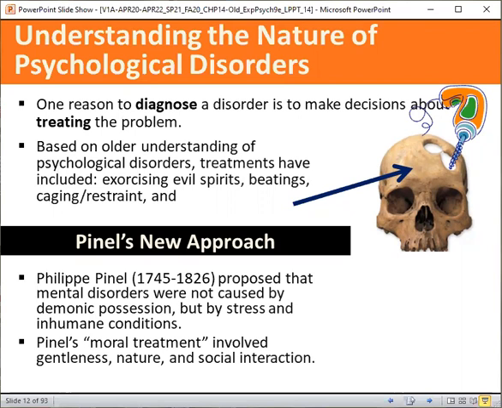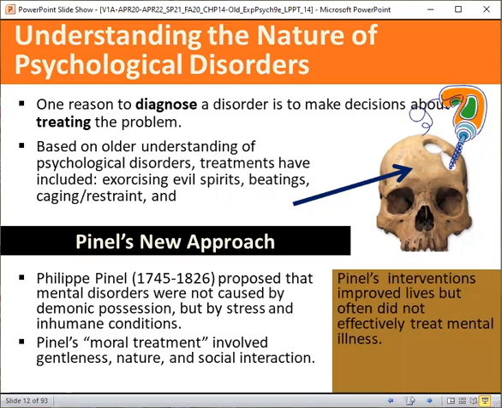And also, it's very sad, but at times the people who are the aristocracy or the well-off individuals of the day would visit some of these asylums as if they were going on tours to a zoo to see the crazy people. So it took some time, but Pinel's intervention improved lives, but often did not effectively treat mental illness. So lives were improved by Pinel's approach, but it was not about treating the illness itself.